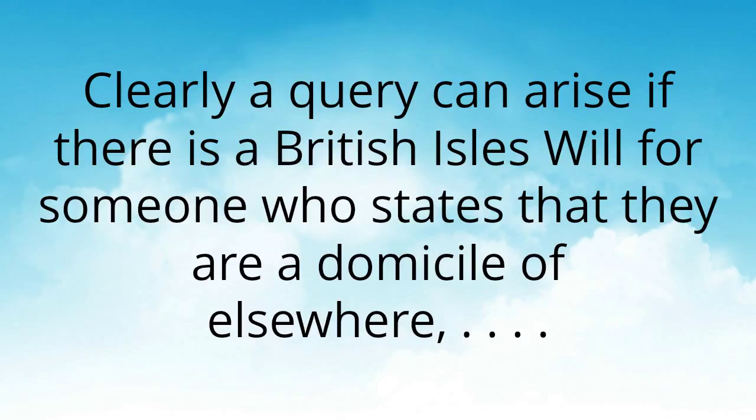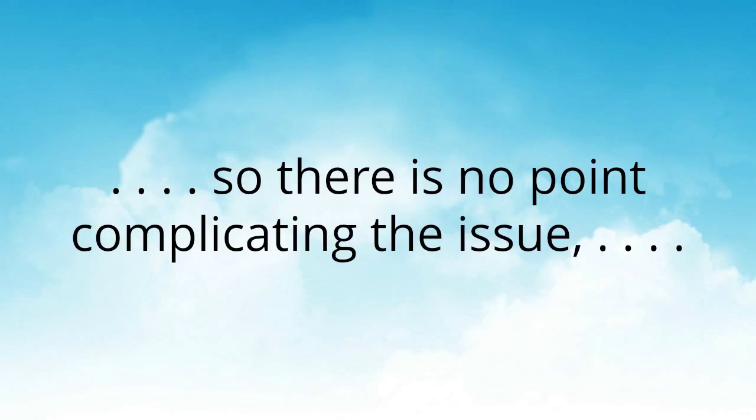Residence, however, is where you happen to be living at any one time, and impacts upon which jurisdictions you make payments of taxes to, though it has now been complicated slightly, as I said, by the inclusion of the word residence into the Brussels 4 rules. Well, clearly a query can arise if there is a British Isles will for someone who states they are domiciled elsewhere. So there's no point in complicating the issue.